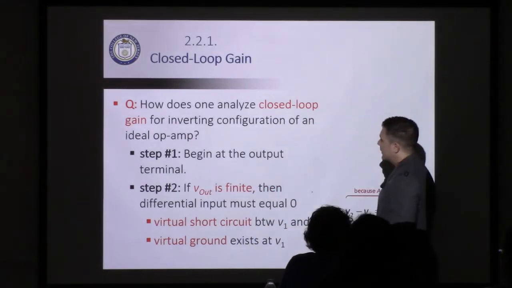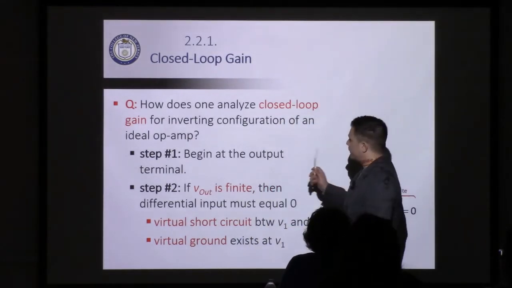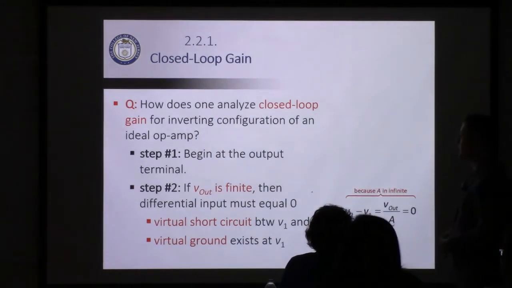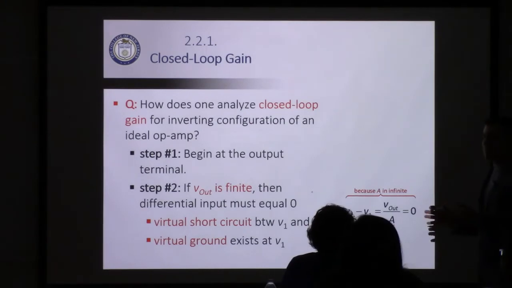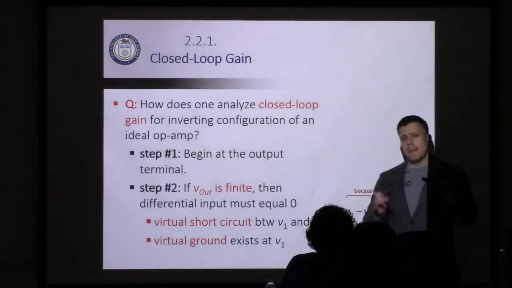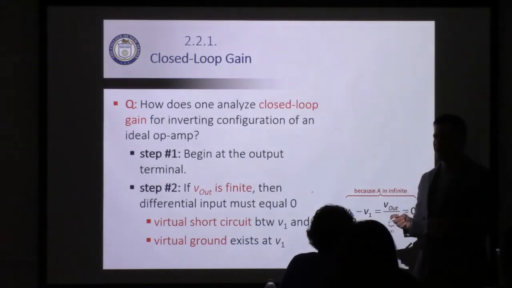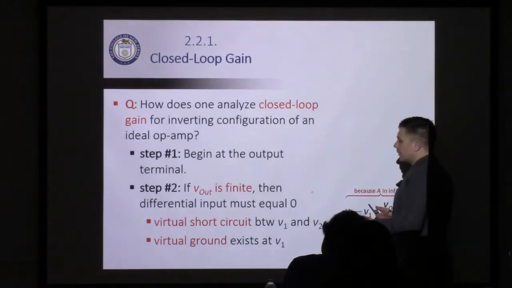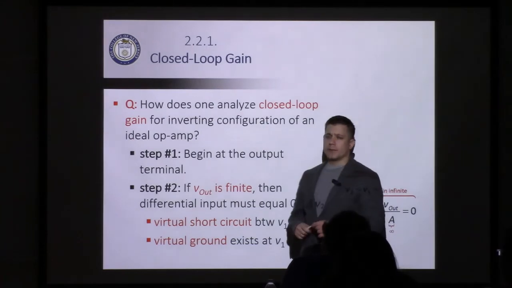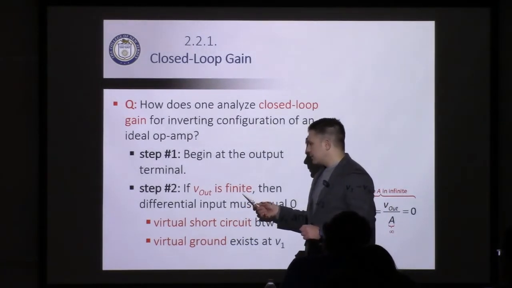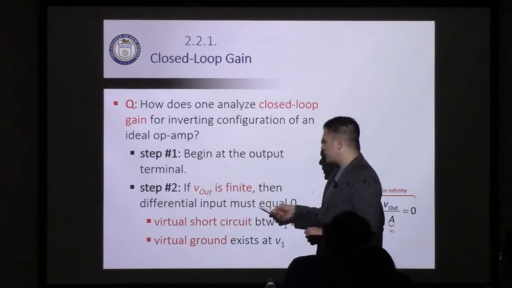So the first thing we're going to do is begin at the output terminal. When we do this process, we're going to be picking out pieces of the ideal characteristics of the op-amp and using them. This one is the one that I think throws students for the most loop. If V out is finite, then the differential input must be equal to 0.